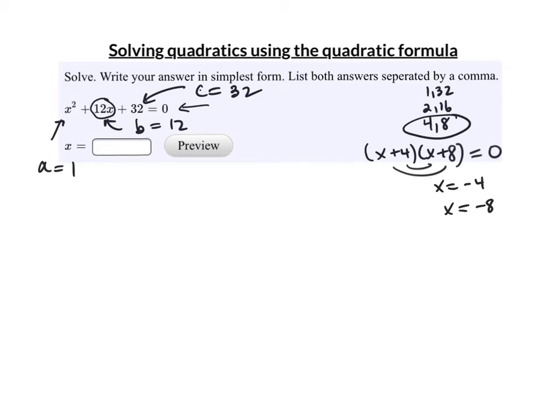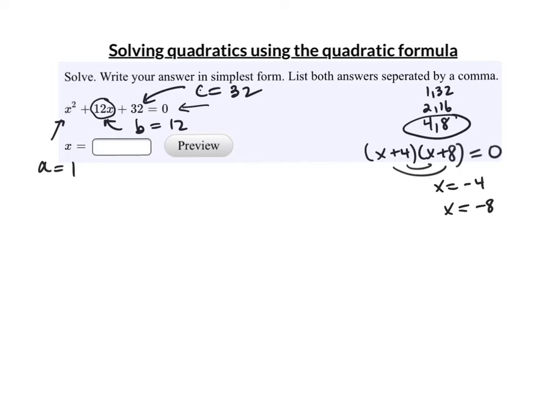-4 plus 4 is 0. 0 times anything is 0. -8 plus 8 is 0. 0 times anything is 0. This will look a little bit more confusing when I use the quadratic formula, but you'll see I still get the same answers, -4 and -8.